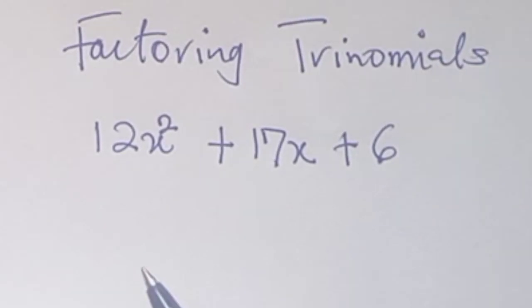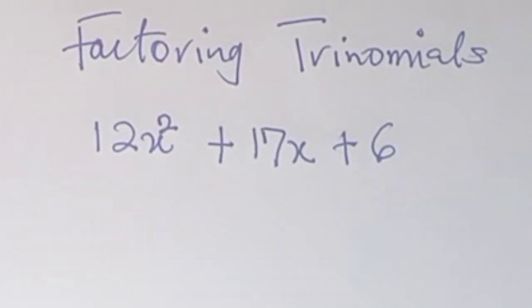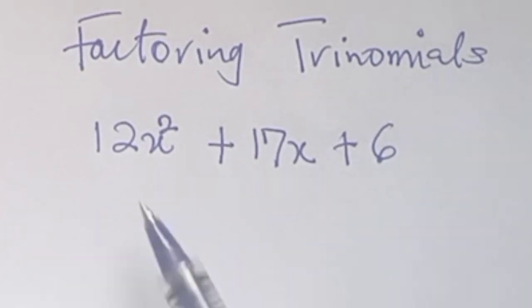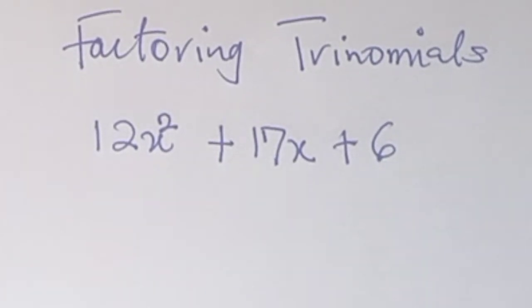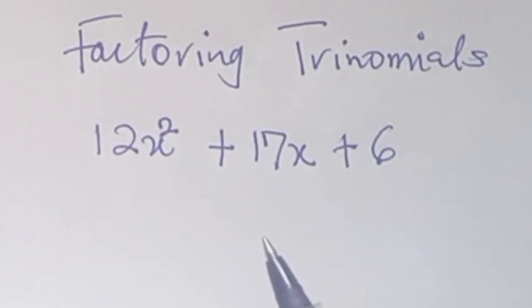Hello everyone. A cool way to factorize 12x squared plus 17x plus 6. When we have to factorize this kind of expression, when the leading coefficient is not 1, in this case 12, follow me as we solve this together using a simple method. This method may not have been taught in schools.